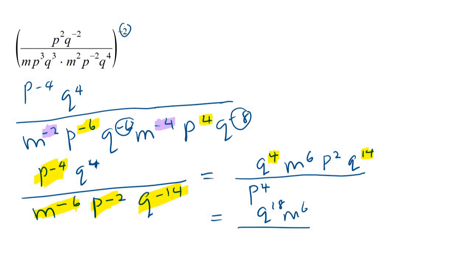And then this p is 2 up here and a 4 down here. So we need to subtract and keep the answer where the larger number is. So it will be p to the second. So all this expression really boils down to this last expression down here. Well, that's how you simplify expressions applying the properties of exponents.